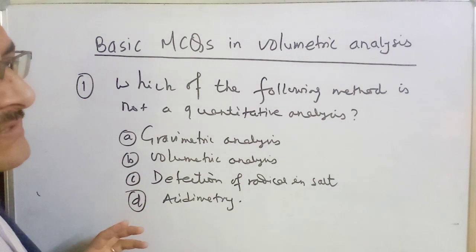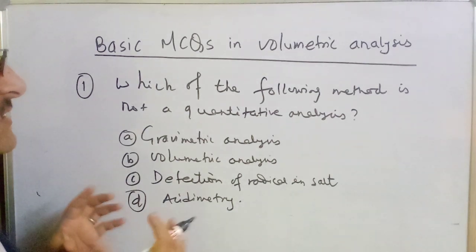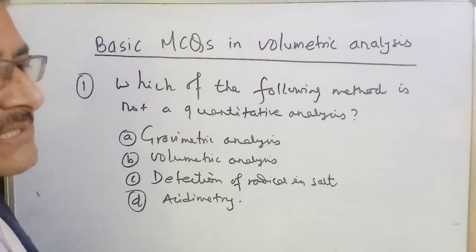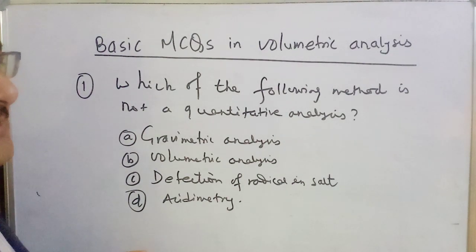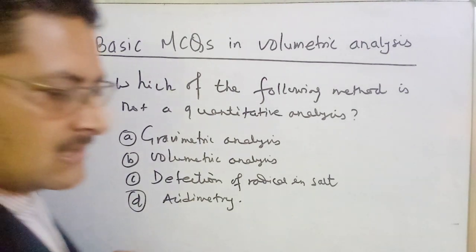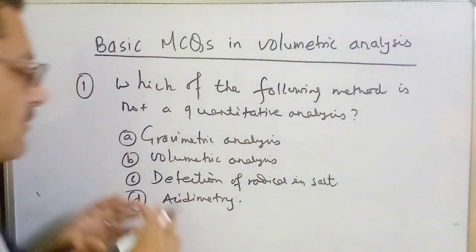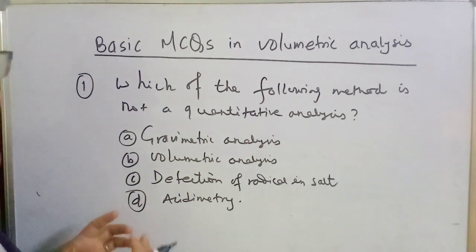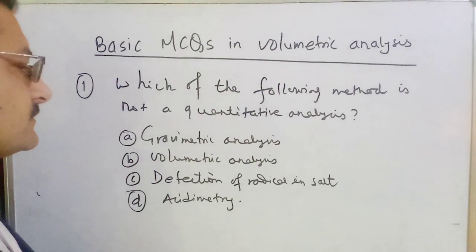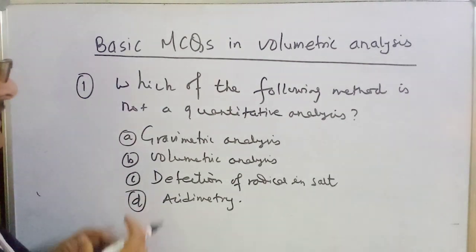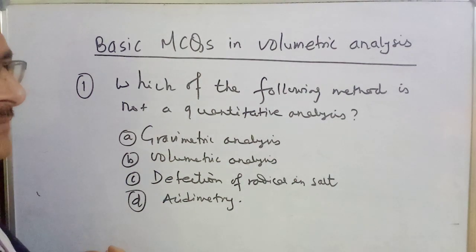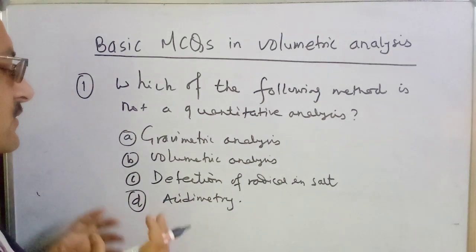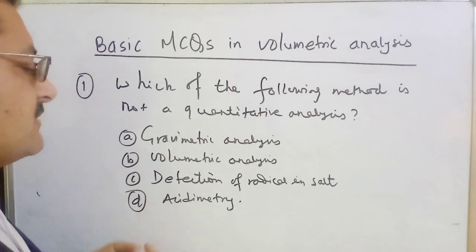You have to know that quantitative analysis is the analysis in which we measure a certain quantity, but we are not detecting any chemical species. So which of the following is not a quantitative analysis? Gravimetric analysis measures the mass or weight of a substance, so surely it is quantitative analysis. And volumetric analysis measures the volume of reagent, the volume of the solution. So measurement of volume is definitely a quantitative analysis.